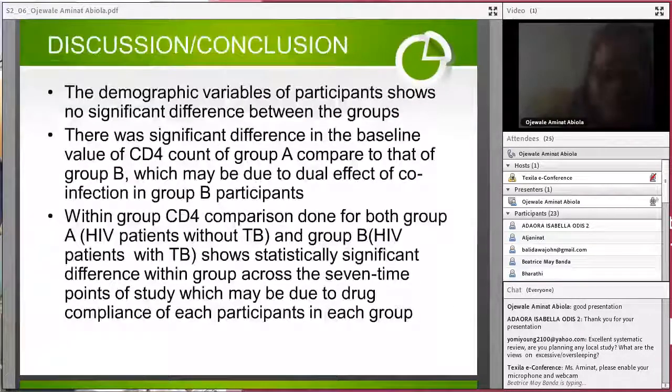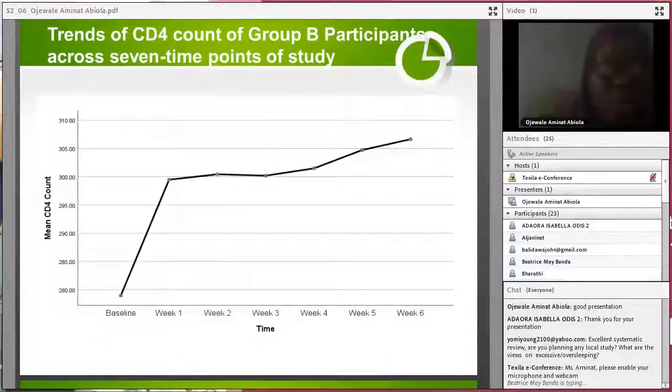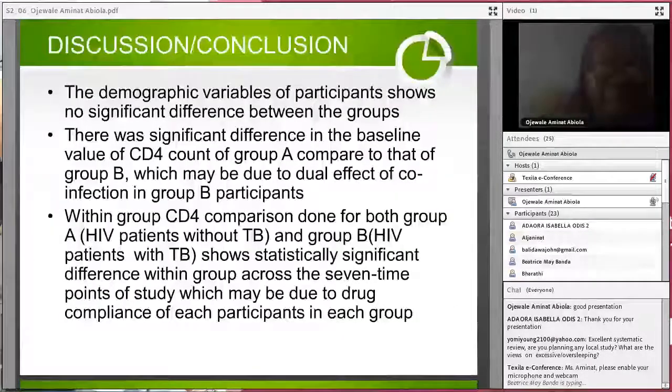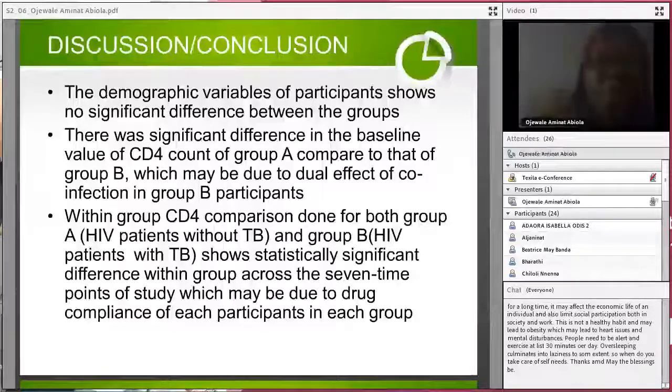These are the graphs showing the results of the study. In conclusion, the demographic variables of the participants show no significant difference between the two groups. There was a significant difference in the baseline CD4 count of group A when compared with group B, which may be due to the dual effects of co-infection in group B participants.